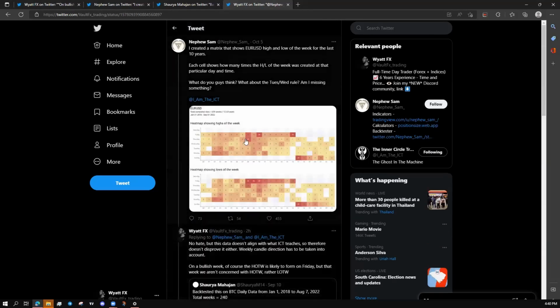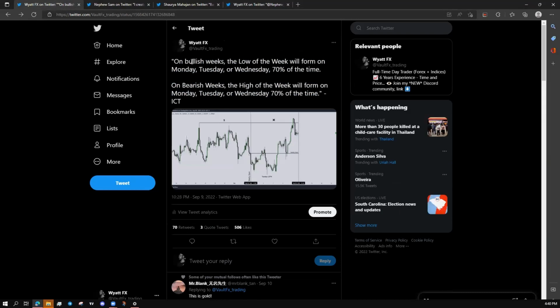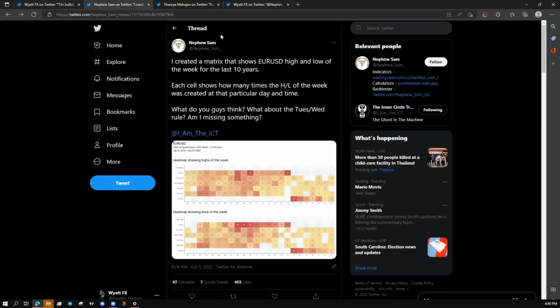But what I'm basically trying to get across is that if you have a bullish week, the low of the week will form 70% of the time on Monday, Tuesday, or Wednesday. So this tweet right here, what about the Tuesday, Wednesday rule? Am I missing something? Yes, you are missing something. Again, I'm not throwing shade. I'm just adding to this to help add to the discussion, clear some doubts, and make the data a little bit helpful to all of us.